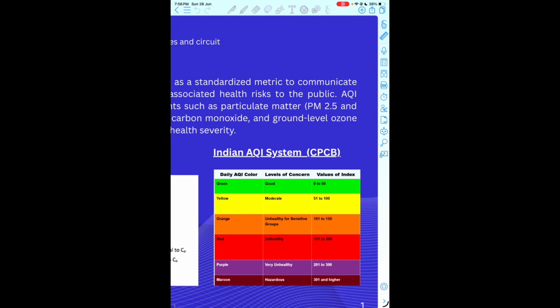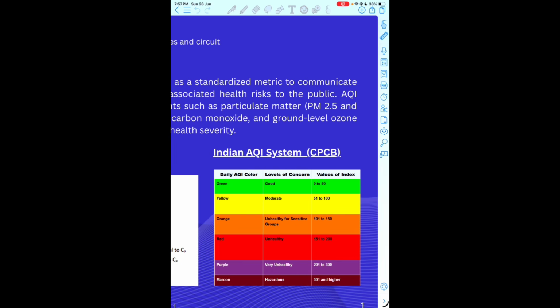If the daily AQI color is red and the values of index is between 151 to 200, so this indicates unhealthy air quality. If the daily AQI color is purple and the values of index is 201 to 300, so this is very unhealthy.